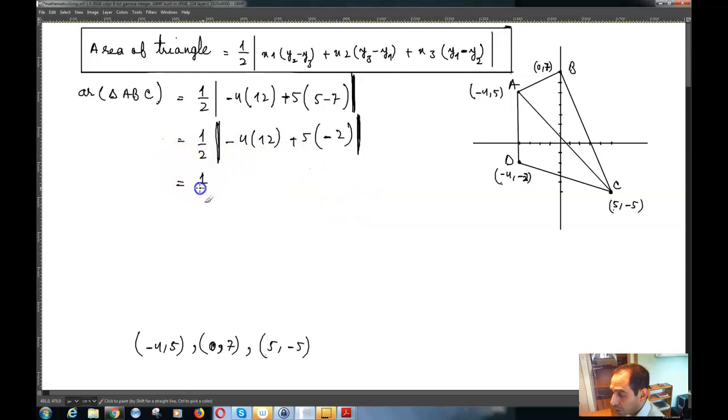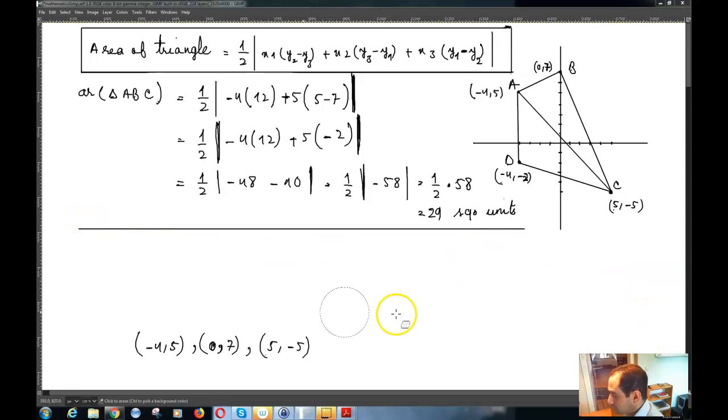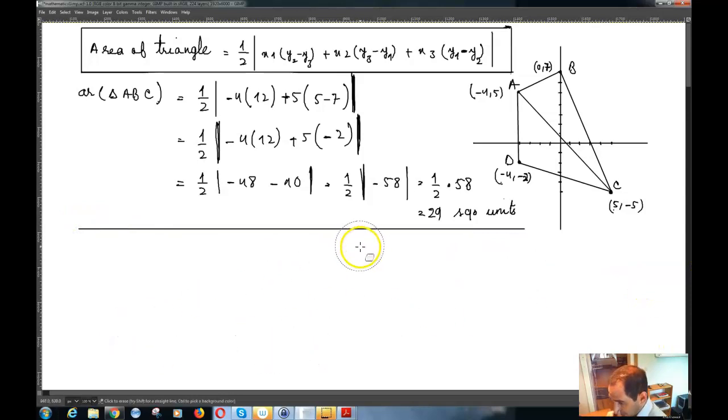Which is equal to 1/2 times |-48 - 10|, which is equal to 1/2 times the absolute value of -58, which is equal to 1/2 times 58, and that's 29. 29 square units. Now the next thing that we have is the area of the other triangle.